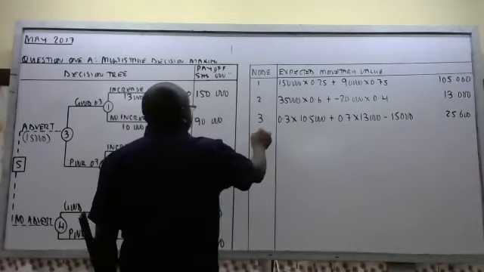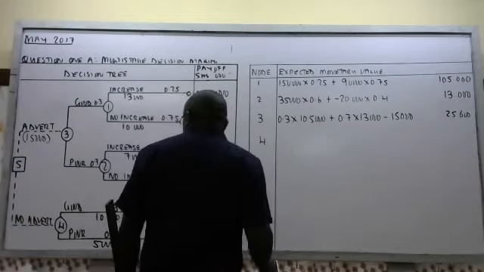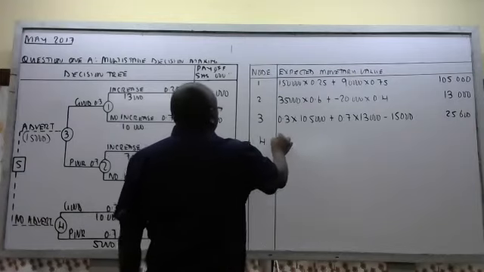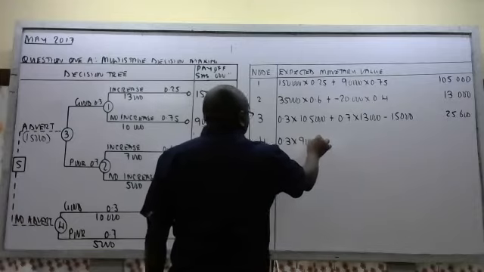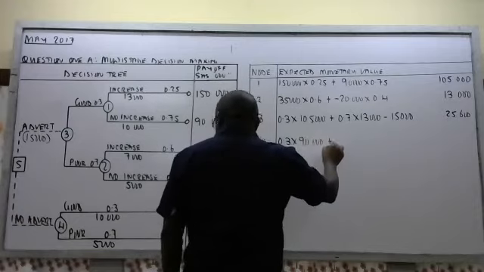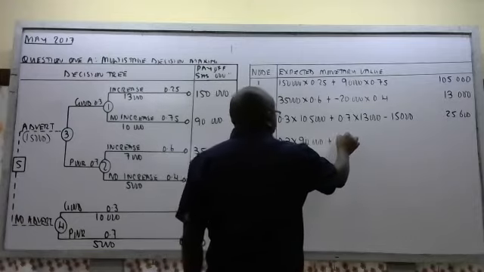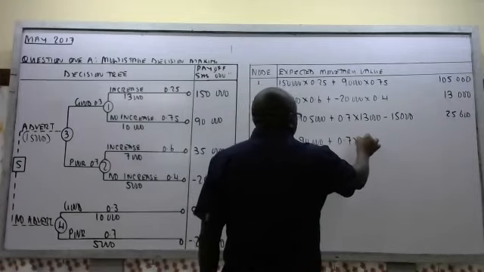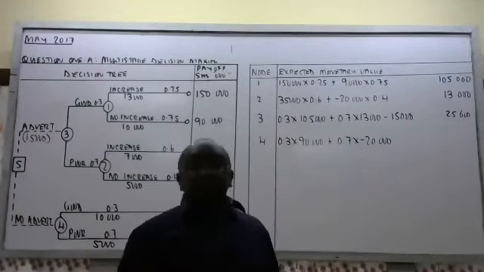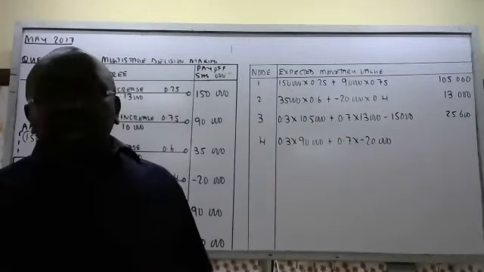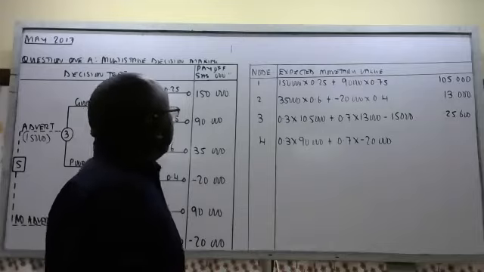Then we go to number 4. Number 4 will be 0.3 times 90,000 plus 0.7 times minus 20,000. Give me the answer to that.